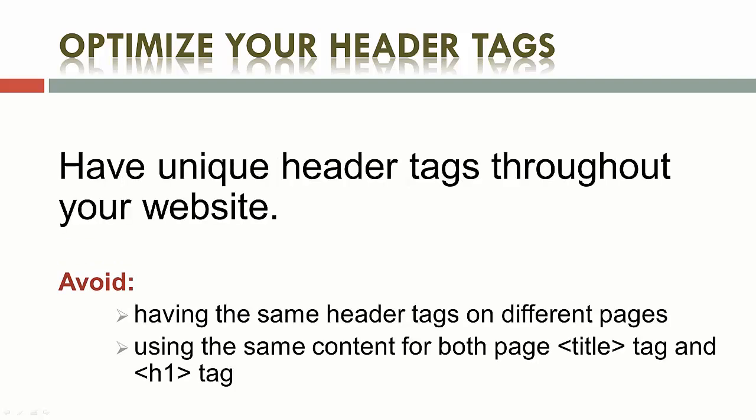Have unique header tags throughout your website. Each page needs to have its unique set of header tags. If you use, for example, the H1 header tag for 2 pages, Google might perceive one of those pages as redundant and not count it. So, do not use duplicated content in your header tags across your website. Avoid having the same header tags for different pages. Avoid also using the same content for both the page title tag and the page H1 tag.